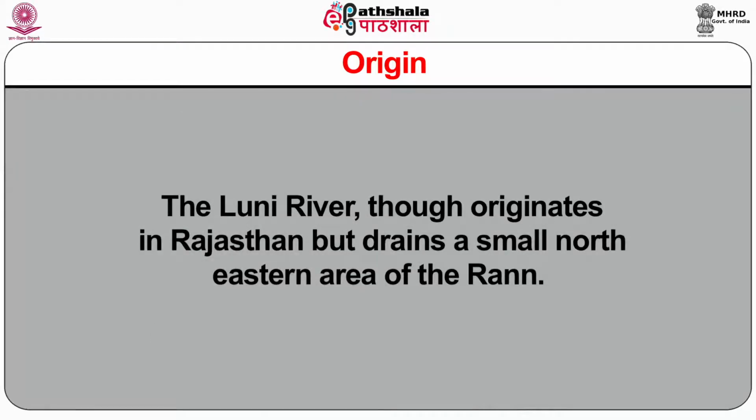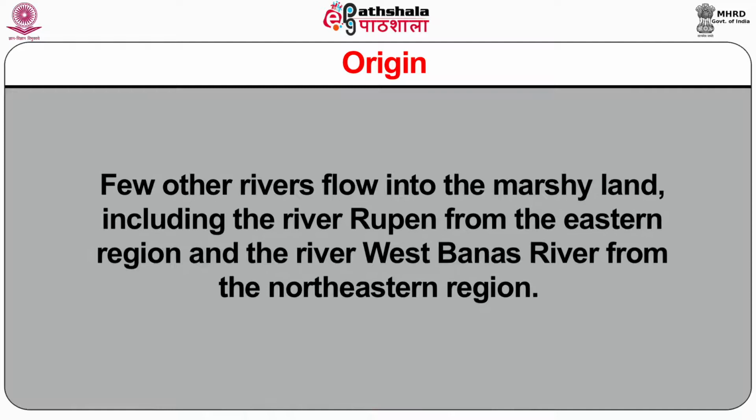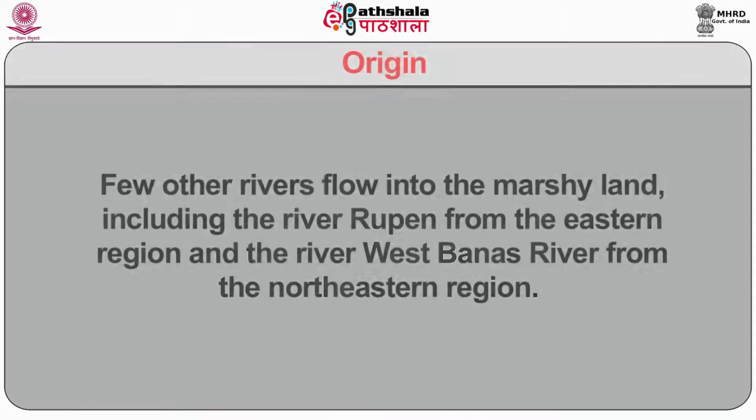The Luni River, though it originated in Rajasthan, drains a small northeastern area of the Run. A few other rivers flow into the marshy land, including the river Rupen from the eastern region and the river West Banas from the northeastern region.